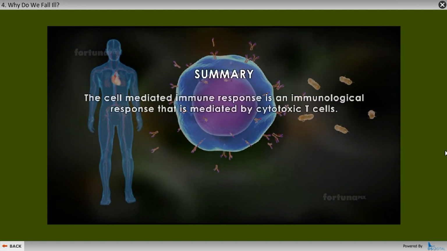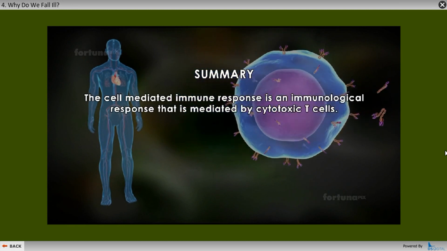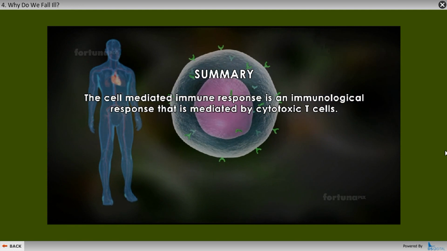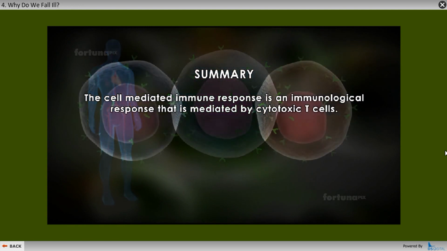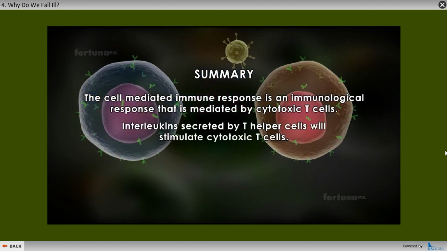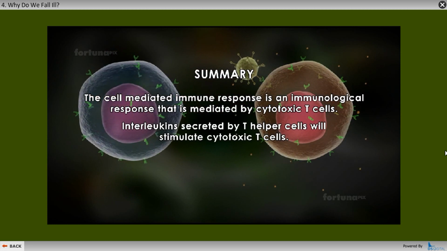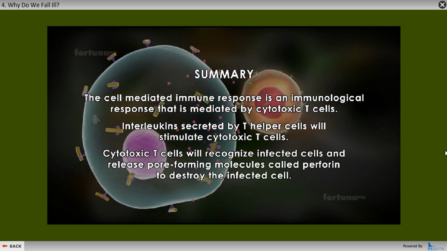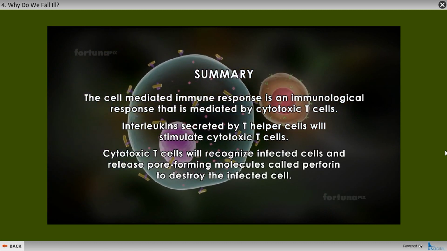Summary: the cell-mediated immune response is an immunologic response that is mediated by cytotoxic T cells. Interleukins secreted by T helper cells will stimulate cytotoxic T cells. Cytotoxic T cells will recognize infected cells and release pore-forming molecules called perforin to destroy them.